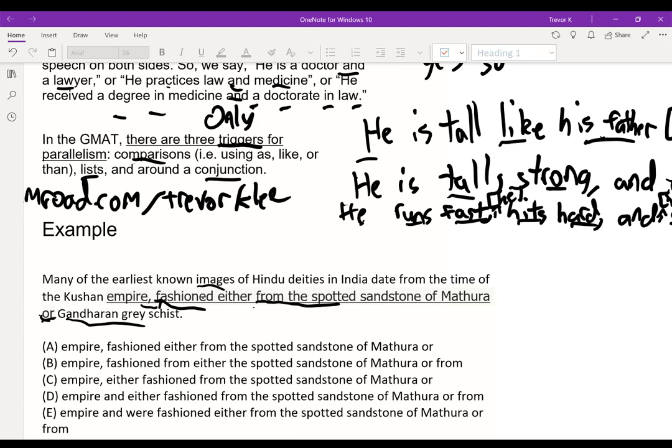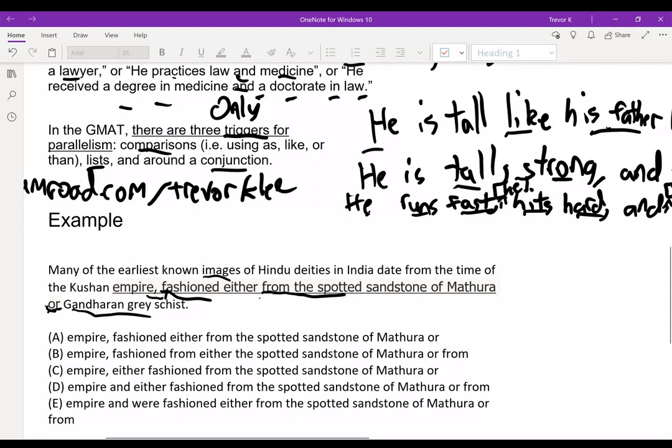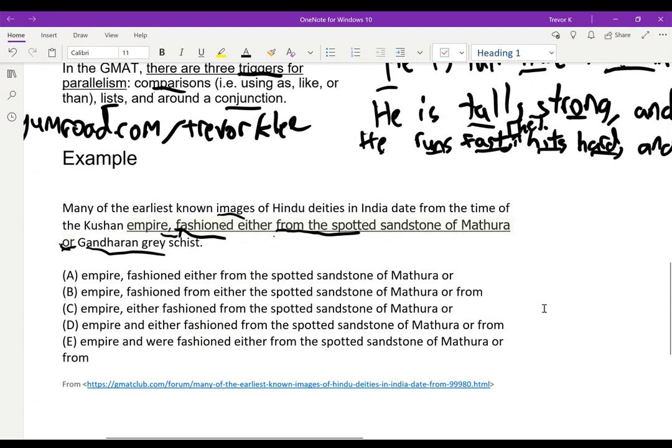So my parallelism from a meaning sense is sort of messed up here, and my parallelism from a grammatical sense is kind of messed up here. So A is out. Now here I've got fashioned from either the spotted sandstone of Mathura or from Gandharan gray schist. So this also doesn't work.